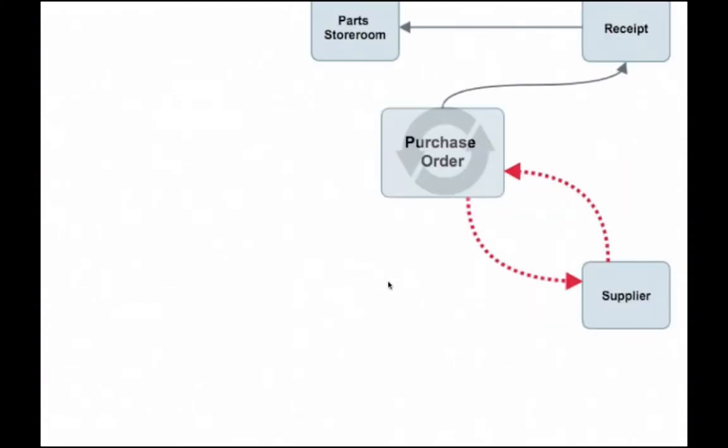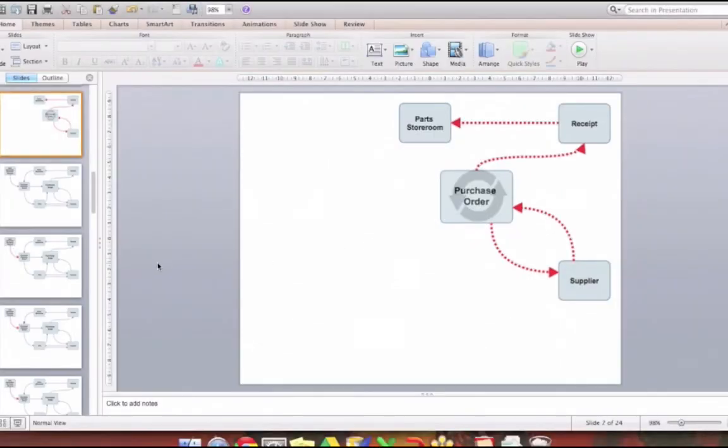Okay, so that's kind of how that looks. The purchase order is circulated internally, it's sent to the supplier, who eventually sends it back. When you receive the parts, a receipt is automatically generated, payment is made, and you receive the parts to your storeroom. All right, so we'll run through that use case in the software right now.